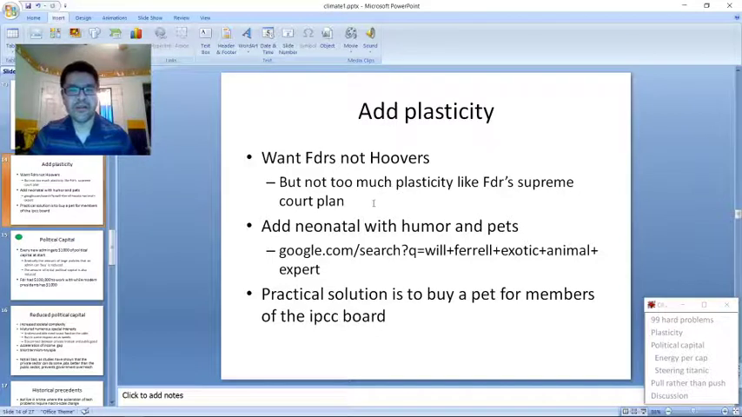But there's also the other side of the spectrum. FDR was too plastic when he initiated the Supreme Court enlargement plan, because he went too far in the spectrum. Some things you need to set in stone, but some things you don't have to set in stone.